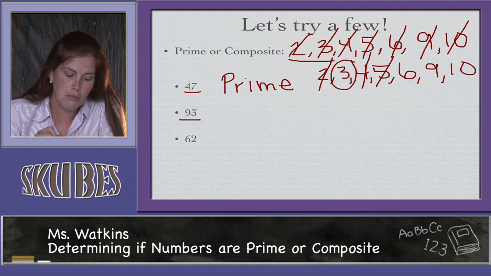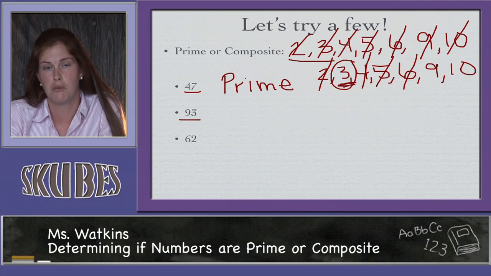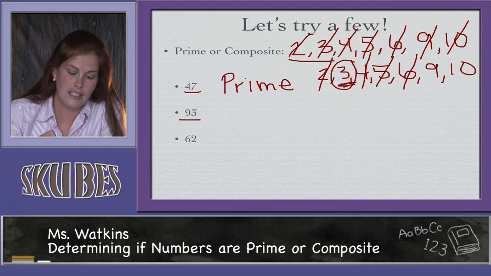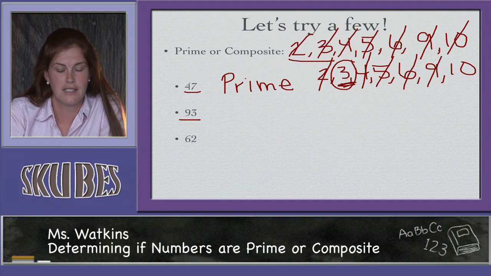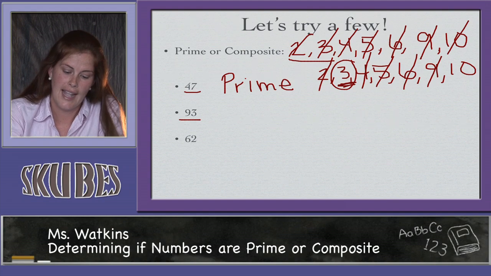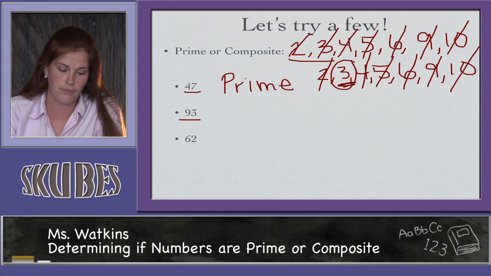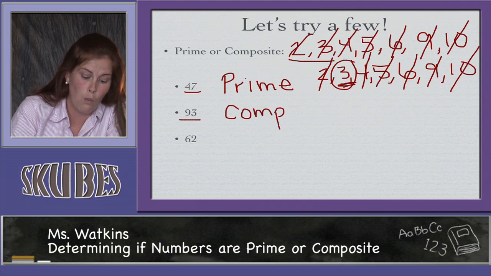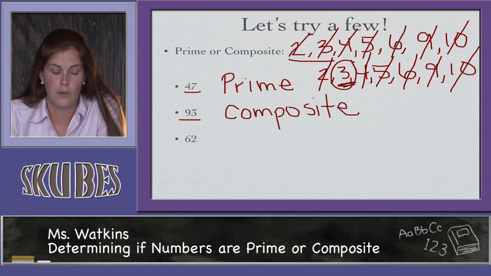It is not divisible by 6 because even though it is divisible by 3, it was not divisible by 2 and 3. It is not divisible by 9 because 9 plus 3 equals 12, and 12 is not divisible by 9. And it is not divisible by 10 because it does not end in a 0. So this makes 93 a composite number because it can be divided by 1 and itself, and it can also be divided evenly by the number 3.